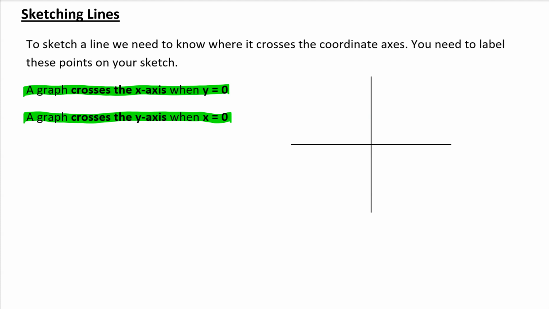Now if we start off with the x-axis, what we should notice is that the value of the y-coordinate for every single point on that x-axis is just 0. So if you want to find out where a graph crosses the x-axis, we just sub in y equals 0. And likewise, if we want to find out where a graph crosses the y-axis, all the x-coordinates have a value of 0, so we just substitute in x equals 0. You can also think of it as another way of describing the x-axis: it simply is the equation y equals 0, and the equation for the y-axis is just x equals 0.